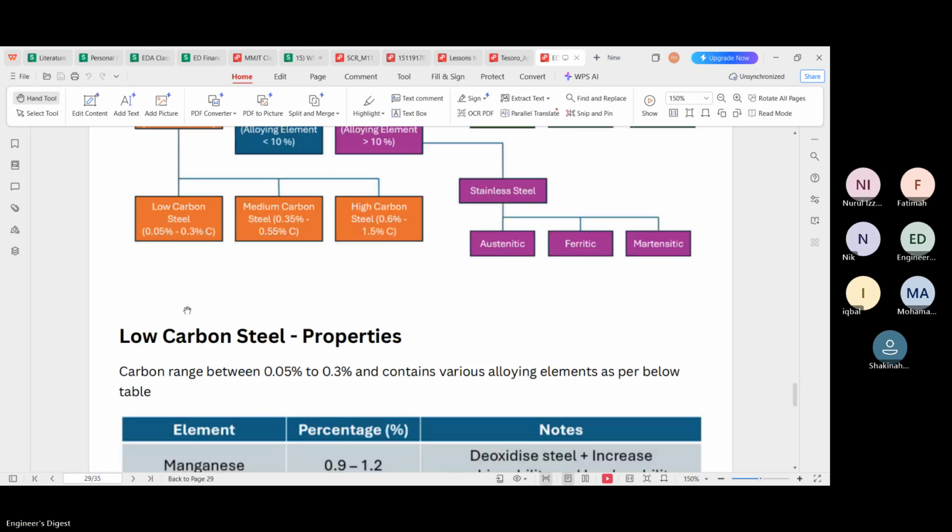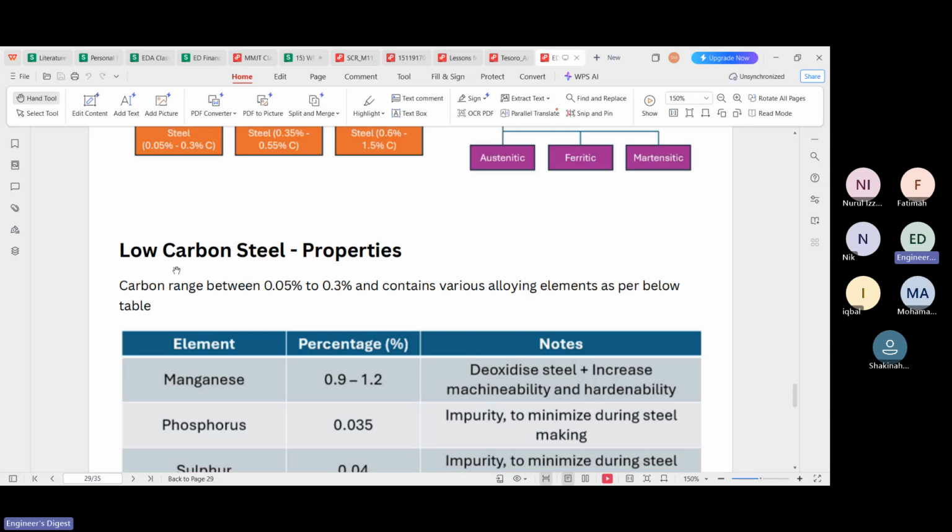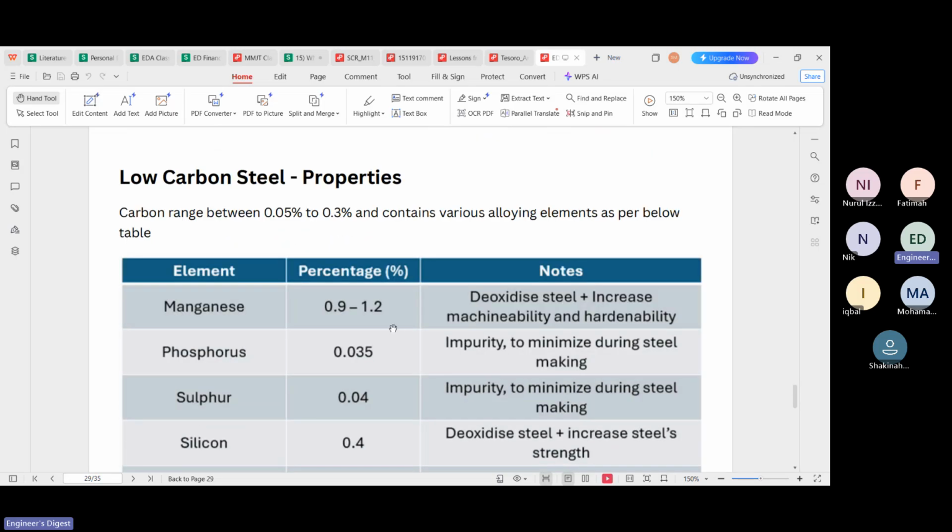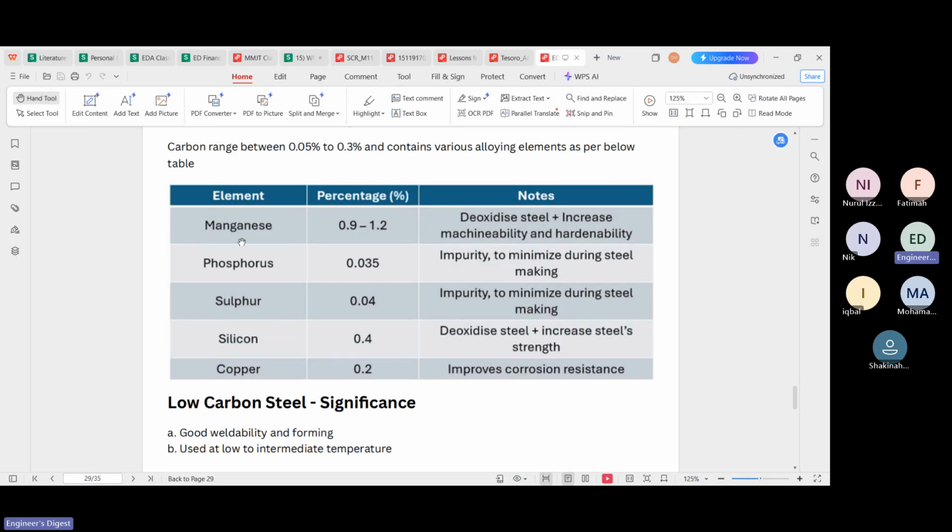All right. Let's see the low carbon steel properties. We have manganese, phosphorus, sulfur, silicon, and copper. For phosphorus and sulfur, these are considered impurities. We try to limit this content, but it's always present in the material. It's very hard to limit to zero, and we try to make it very minimal during the steel making.